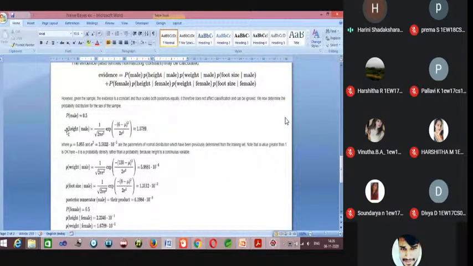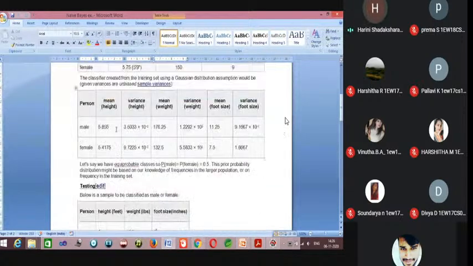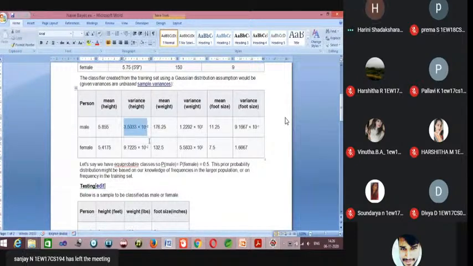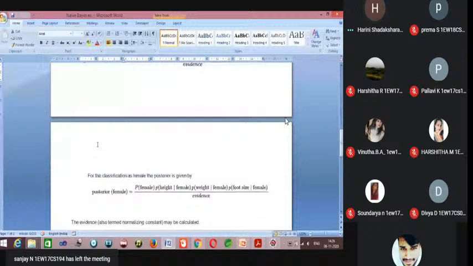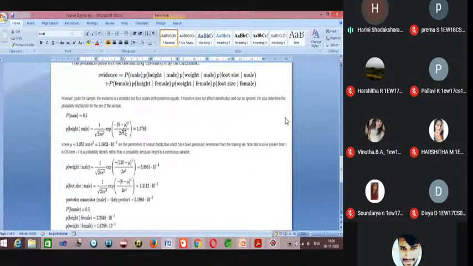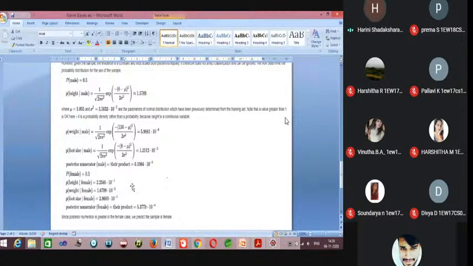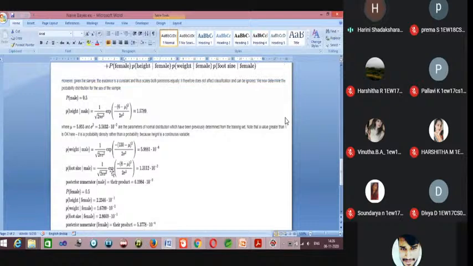See, I am calculating for height, so I have considered 6. So what should I take for mu? I have to take it from this table. And what variance should I take? I should take it from this table for male, because I am calculating for male. Okay, so I similarly substitute and repeat for weight and foot size of the male. In the same way, I do it for female also.